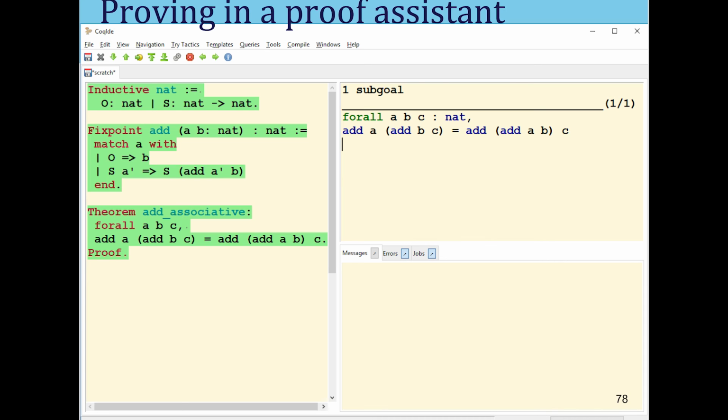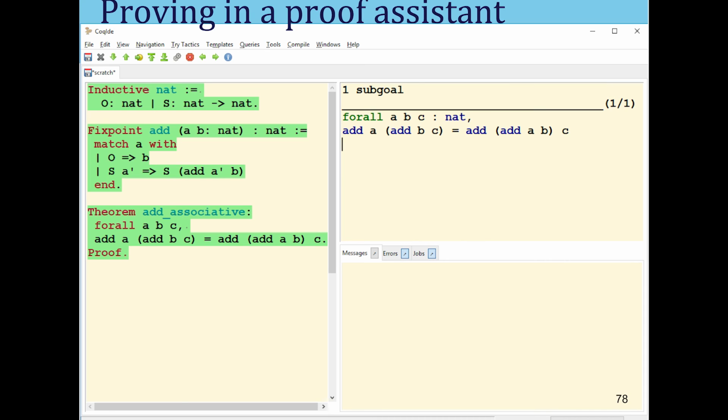And on the top right, I have the proof assistant tells me what I am required to prove. And on the left, I have a definition of the Peano numbers, right? A number is either 0 or the successor of some other number. And I have a function I call add.